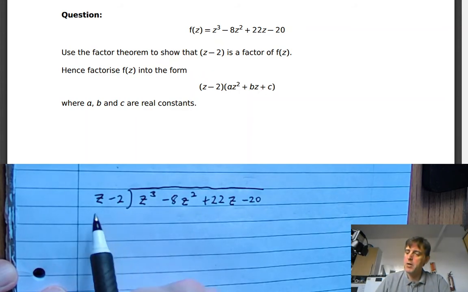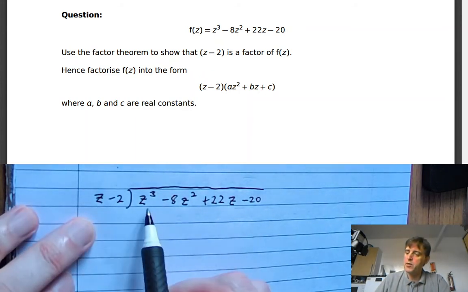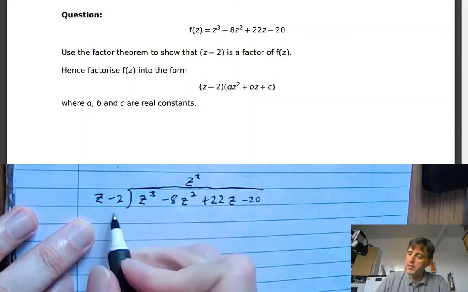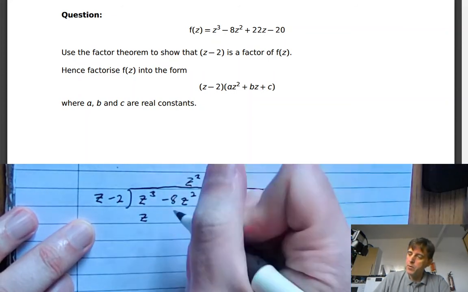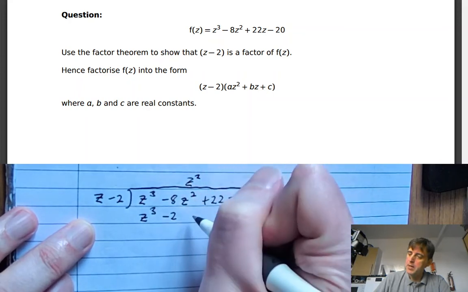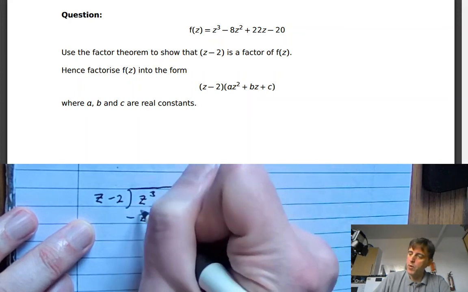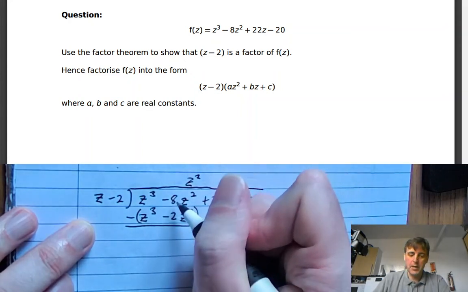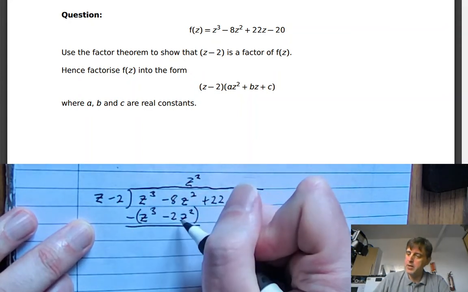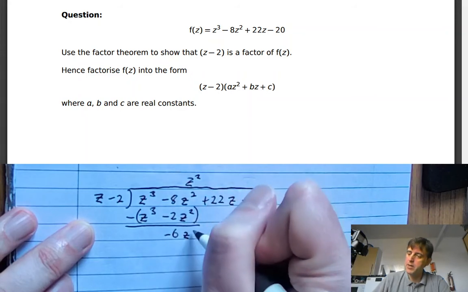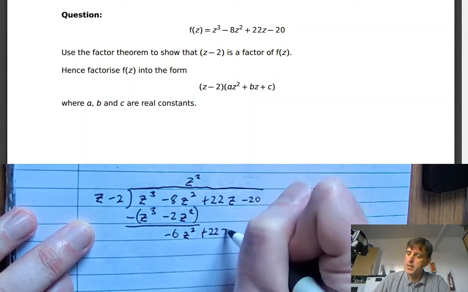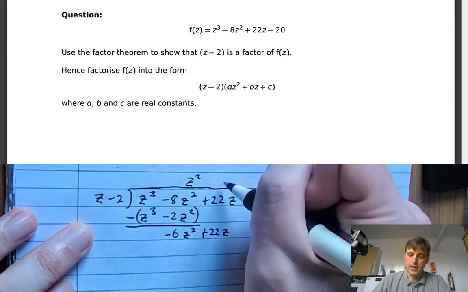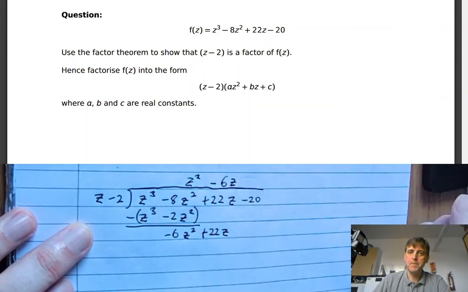Right, so I need to multiply z by z squared to get z cubed here. And if I multiply the other term by z squared as well, I end up with minus 2z squared here, and I have to subtract that away. Hopefully you're familiar with the method I'm using here. If we do minus 8 minus the negative 2 there, we end up with minus 6 lots of z squared. Bring down the 22z and do it again. z times what gives me minus 6z squared? Well, that is minus 6z.